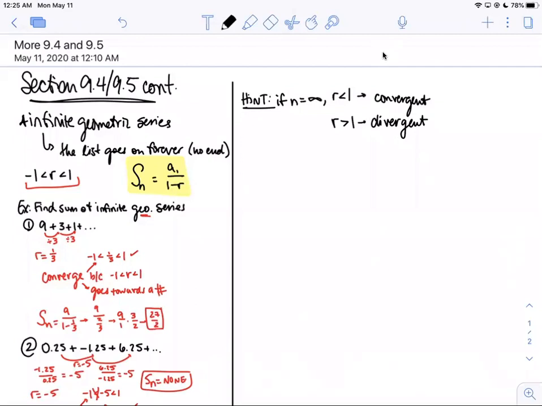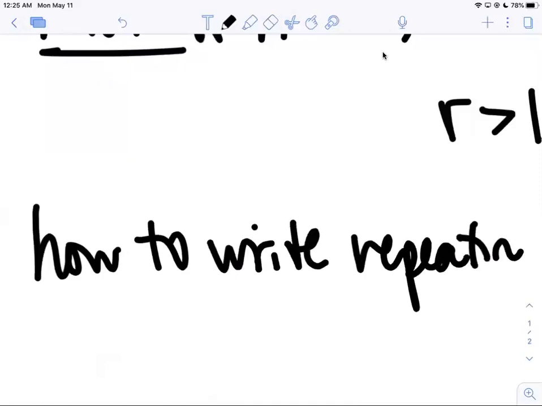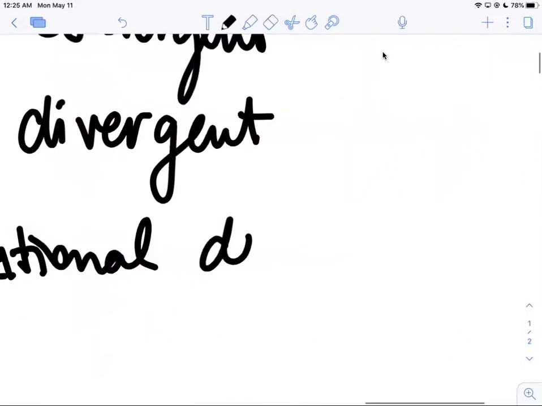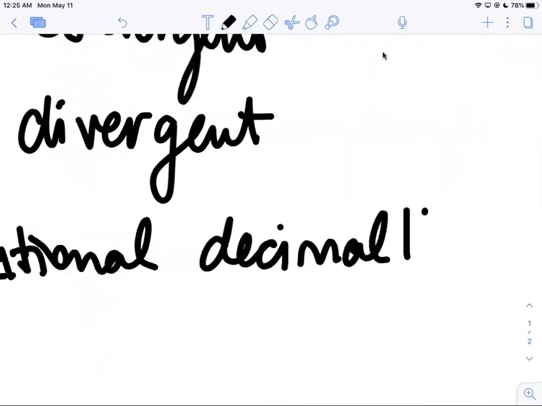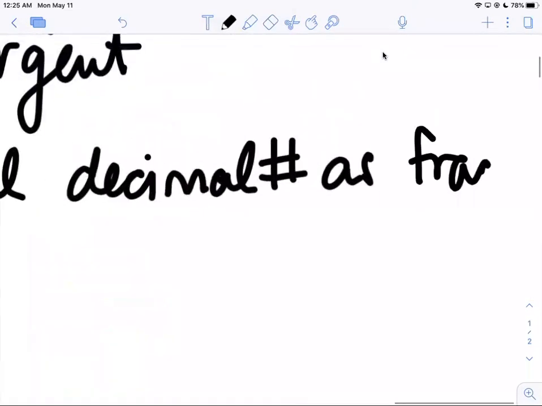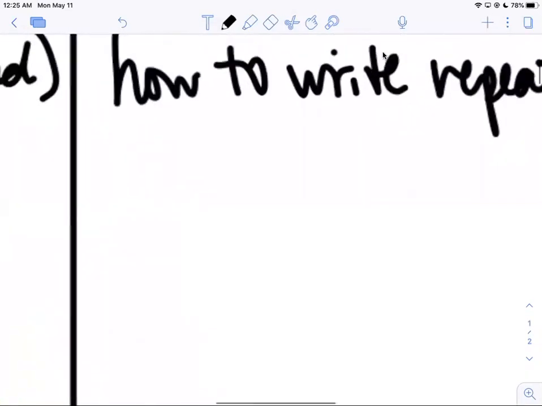Okay, one small thing left is how to write repeating rational decimals as fractions. Let me write my little heading: how to write repeating rational decimals as fractions. Okay, so let's see what that looks like.